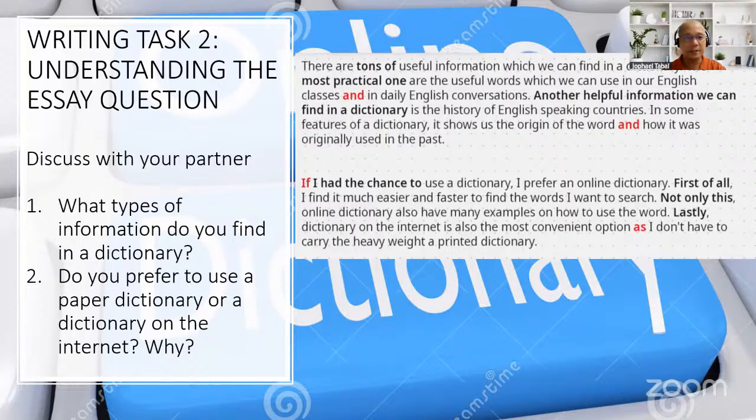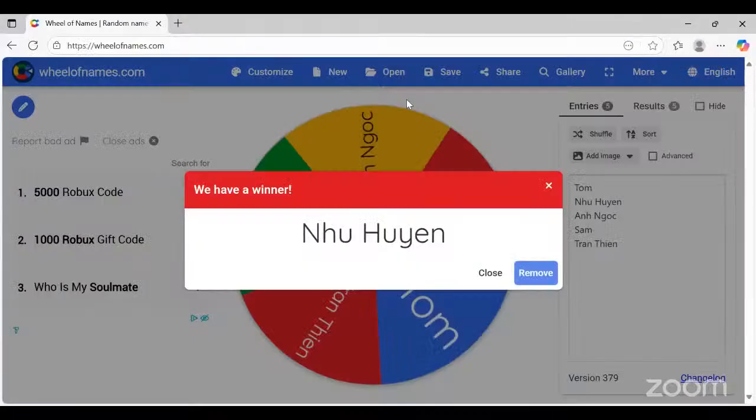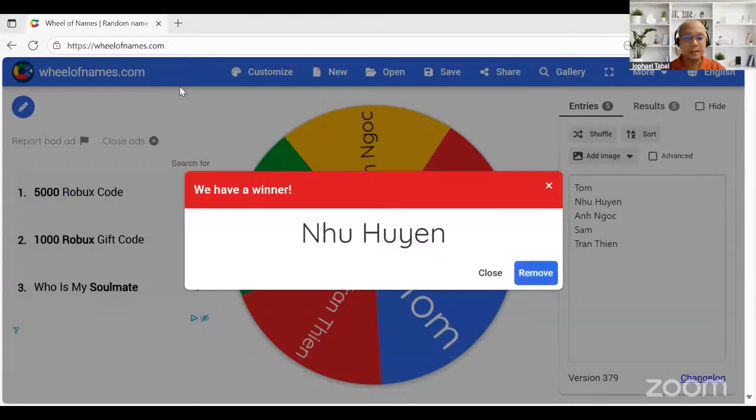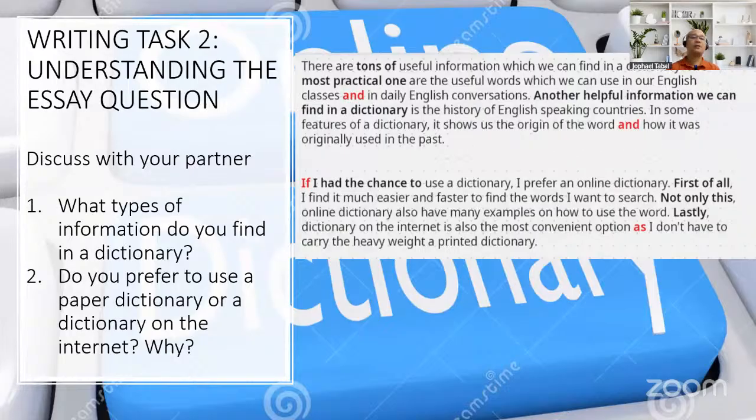New Huyen, are you finished? Your name is chosen. Yes, teacher. Okay, that's lovely. So who's here? Tang Ming, Angop, Tom, Sam, Clara, two Claras are here. So New Huyen, I'd like you to answer these two questions here. What types of information do you find in a dictionary, and which do you prefer, paper or online dictionary? Can you start, New Huyen?